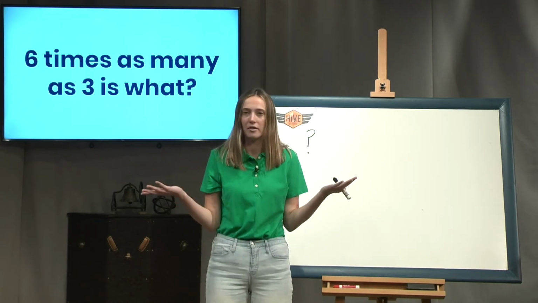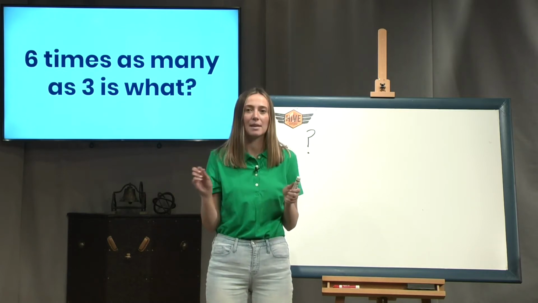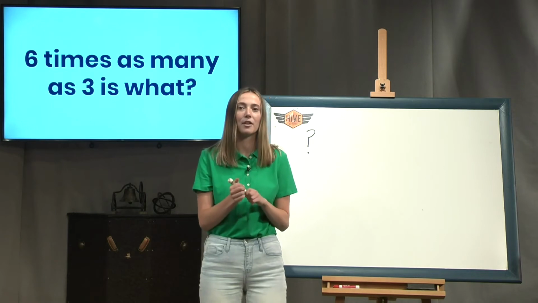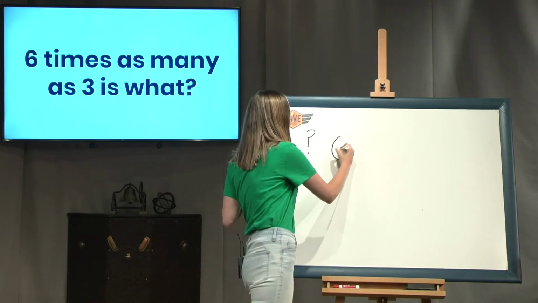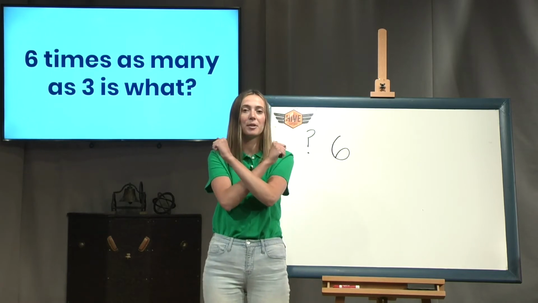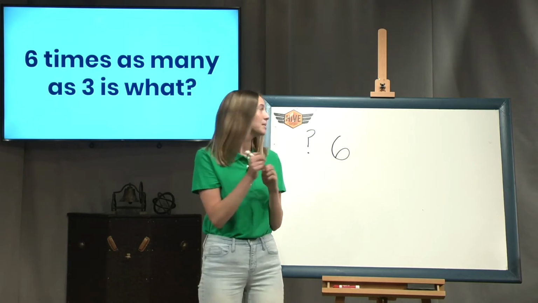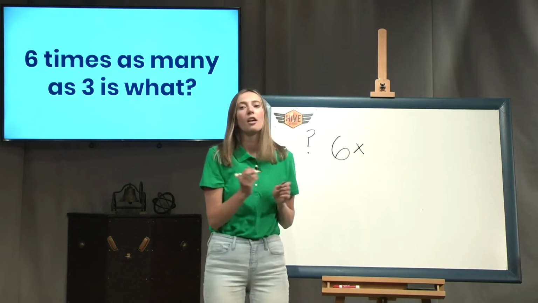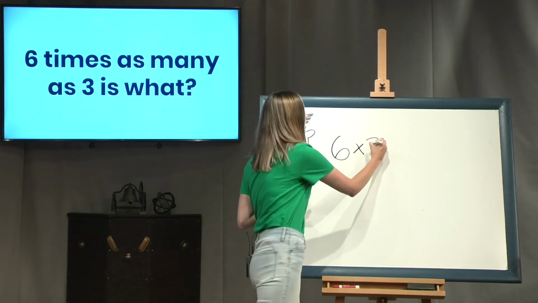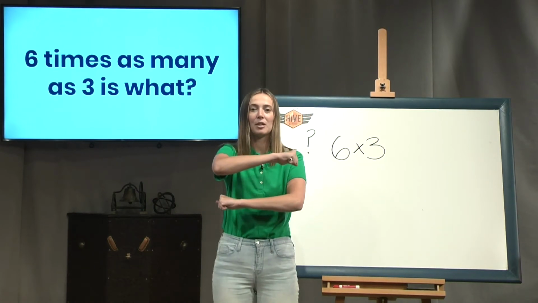Okay, so let's solve this problem. Let's start from the beginning. 6 times as many as. We have our first number, 6. Times as many as. Remember to hold up your multiplication sign. We need to multiply, or times. Times as many as 3. We have our number 3. Is, when you hear is, what do? Put up your equal sign.